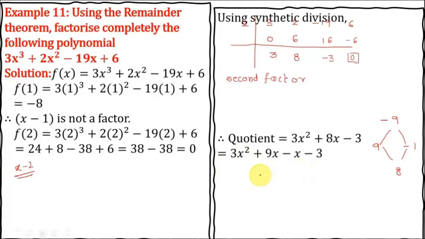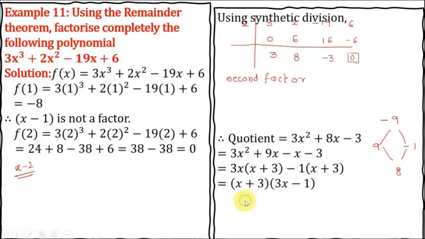From the first two terms take 3x as common, and from the other two take minus 1 as common. Hence you have 3x in bracket x plus 3, minus 1 in bracket x plus 3. Again x plus 3 is common, and the remaining terms are in the next bracket, 3x minus 1. In this way we have the factors of this polynomial. The first factor was x minus 2, the second is x plus 3, and the next is 3x minus 1.